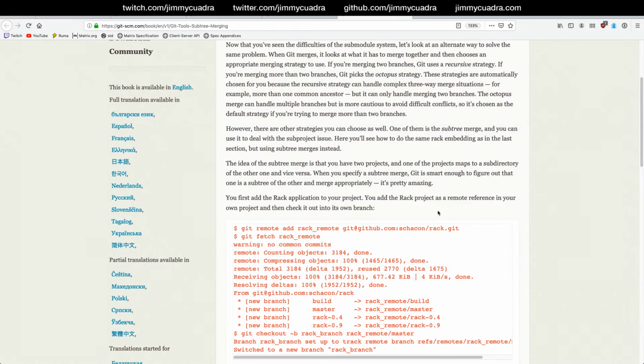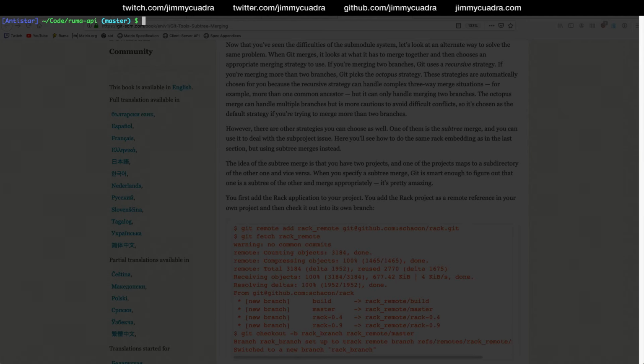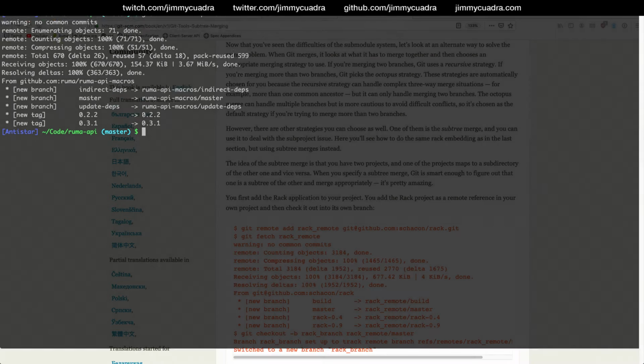So let's follow this again. We add a remote for the other repository. So we're going to do git remote add Ruma API macros, and that's git@github.com, Ruma API macros.git. Okay, and then we do git fetch Ruma API macros. And so now we've got a version of Ruma API macros as a remote here.